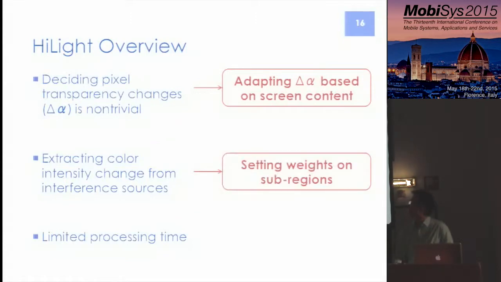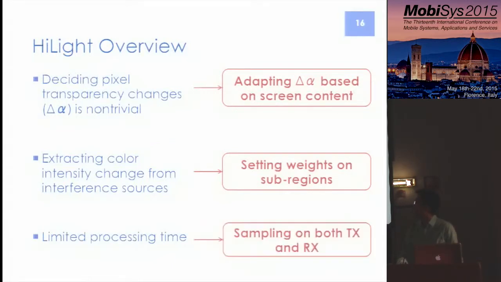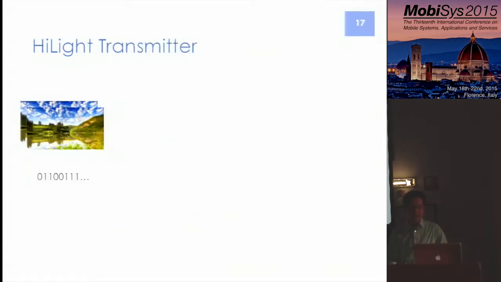And to address all these challenges, we first adapt the transparency change based on the sampled screen content frames. And second, we observe that the interference sources have non-uniform impact on the camera sensor. So we further divide a communication grid into sub-regions and set higher weight to the regions less affected by the interference sources. The weight helps us to enhance the desired illumination change associated with data. And finally, we sample pixels and frames on both the transmitter and the receiver to speed up the processing time. And next, let me introduce our detailed design of the transmitter and the receiver.